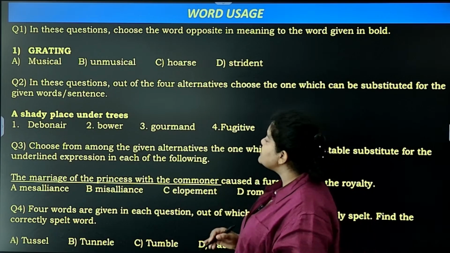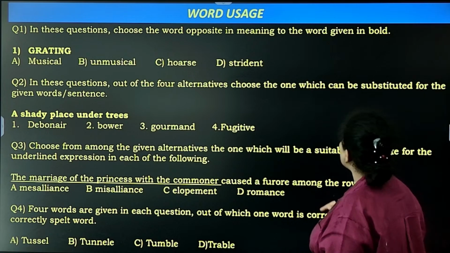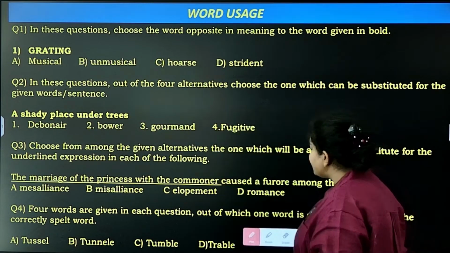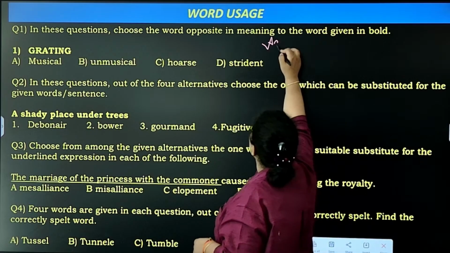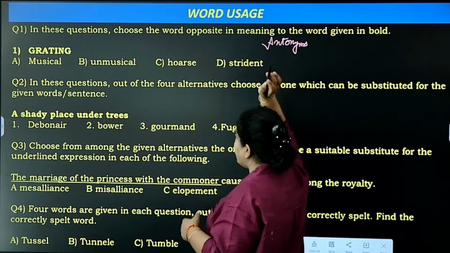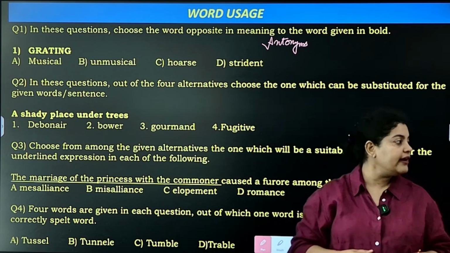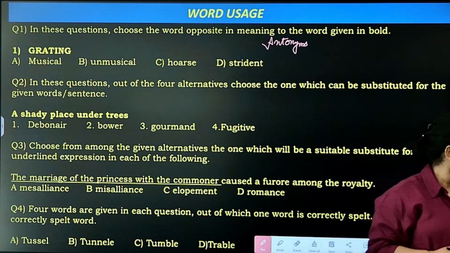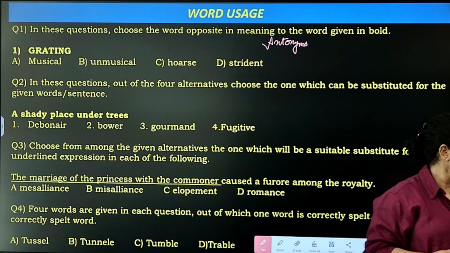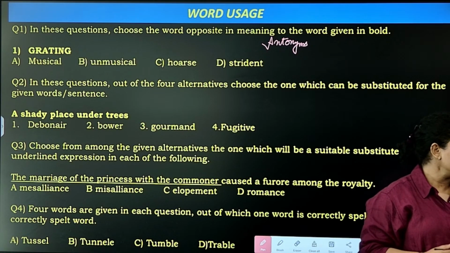So the very first question is actually asking you to choose the word which is opposite in meaning to the word, right? So opposites are your antonyms. So we just saw that similar are your synonyms. So opposites are your antonyms, right? So grating, what is the opposite? What is the meaning of the word grating, by the way, before we get into opposite? So what is the meaning of the word grating?